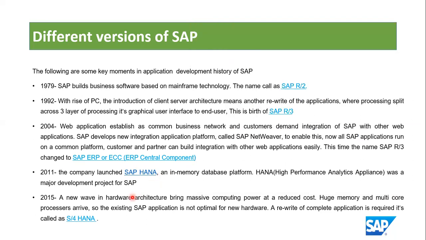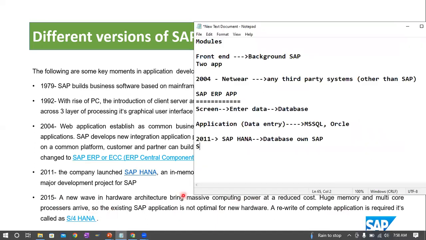Next, in the year 2015, a new wave in the hardware architecture brought computing power at a reduced cost. So now they introduced one more application called S4HANA. So S4HANA is nothing but, we have a HANA database called SAP HANA on which the application runs. That application we call the S4HANA application.